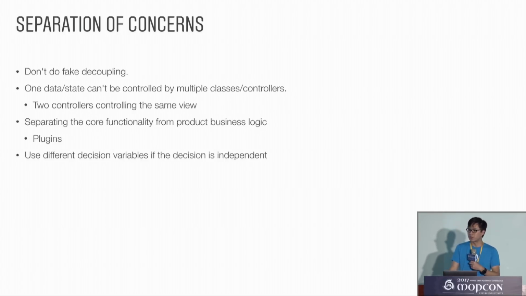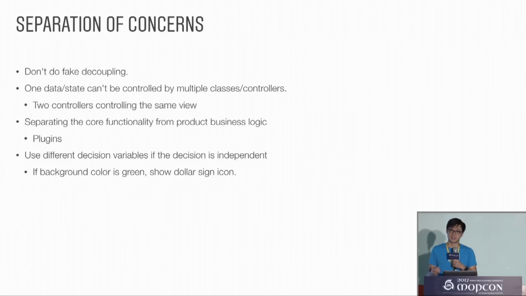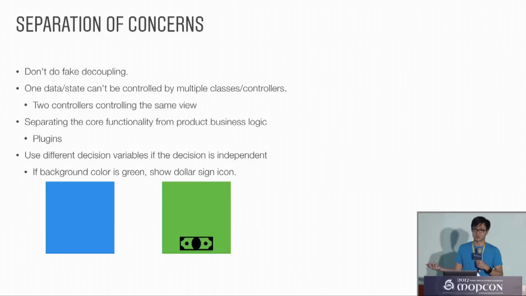Also, try to use different decision variables if the decisions are independent. I've seen code that looks like this: if background color is green, show the $ sign. Why is background color related to whether we show the $ sign or not? It turns out you could have two screens. One is blue and doesn't have the $ sign, and one is green and has a $ sign.